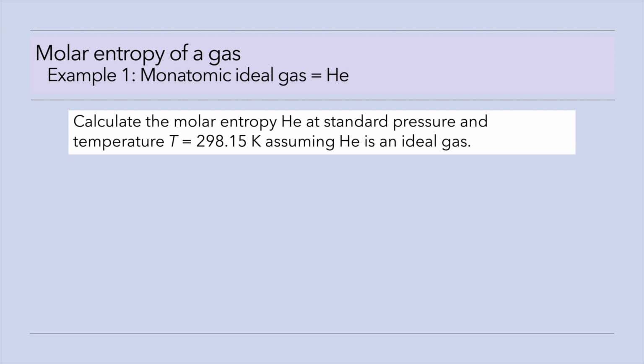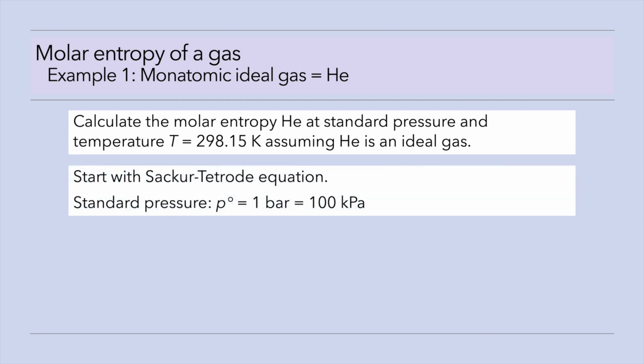So let's pose the question. Calculate the molar entropy of helium at standard pressure and a temperature of 298.15 Kelvin. And we're going to assume that helium is an ideal gas. We'll start with the Sackur-Tetrode equation, and we'll recognize that the word standard pressure means that we know the pressure. P naught, the standard pressure, is 1 bar, which is the same as 100,000 pascals or 100 kilopascals.